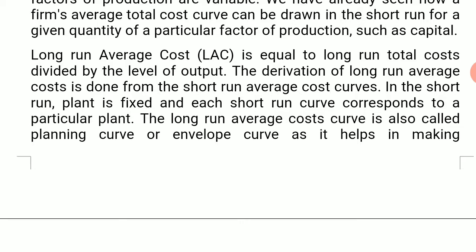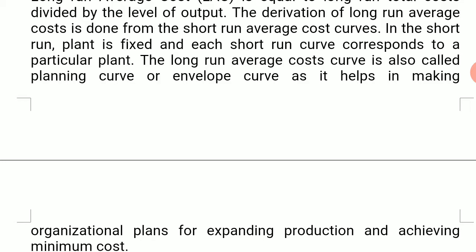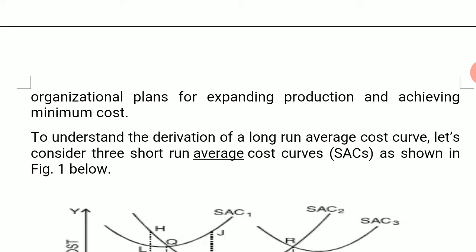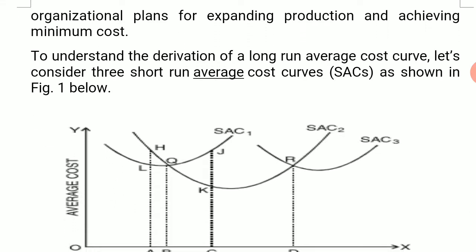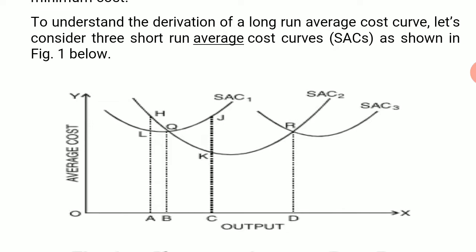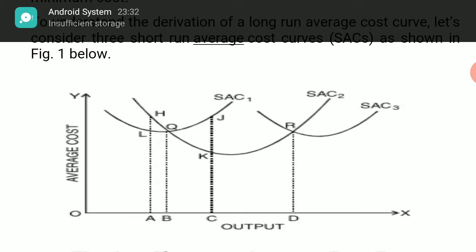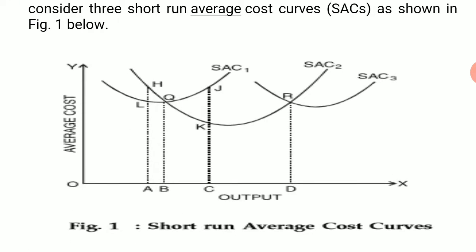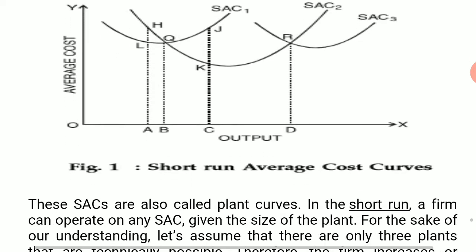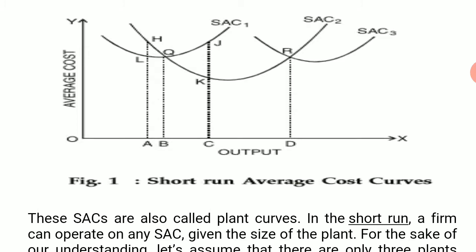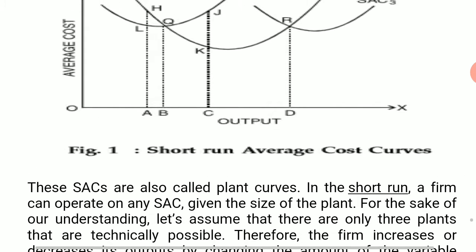The long run average cost curve is also called the planning curve or envelope curve, as it helps in making organizational plans for expanding production and achieving minimum cost. To understand the derivation of a long-run average cost curve, let's consider three short-run average cost curves (SACs) as shown in the figure. In this figure, one axis shows output and the other average cost. Note there are three different cost curves: SAC1, SAC2, and SAC3. These SACs are also called the plant curves.